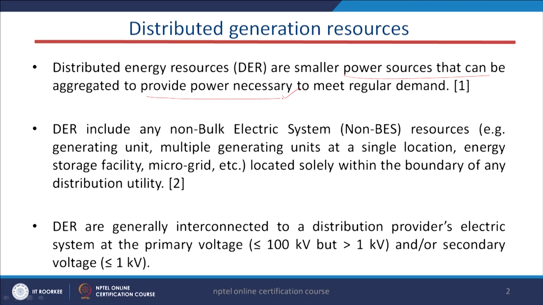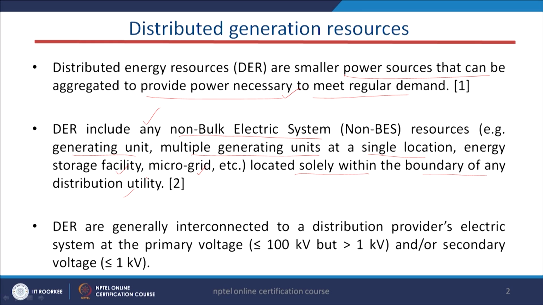to provide power necessary to meet the regular demand. And this DER includes any non-bulk electric system resources like a generating unit, multiple generating units at a single location, and energy storage facilities and microgrids. Basically located solely within the boundary of any distribution utility.